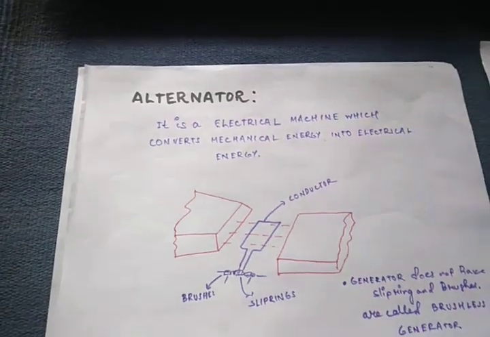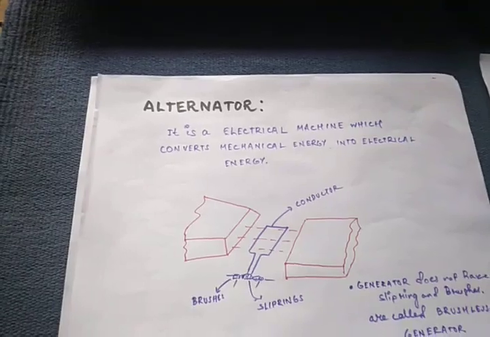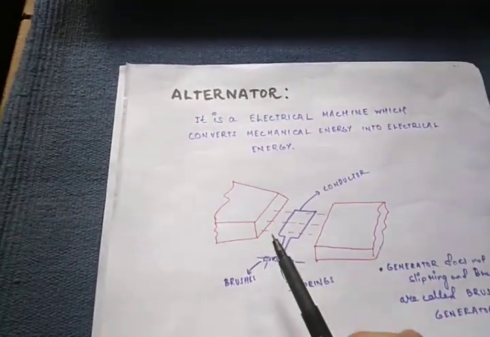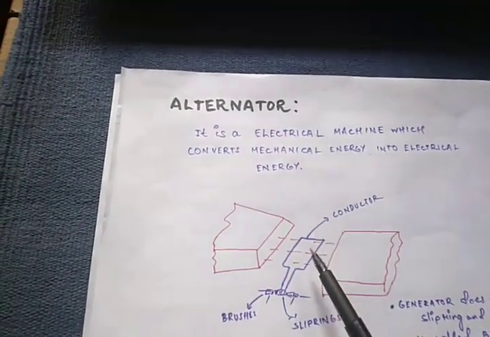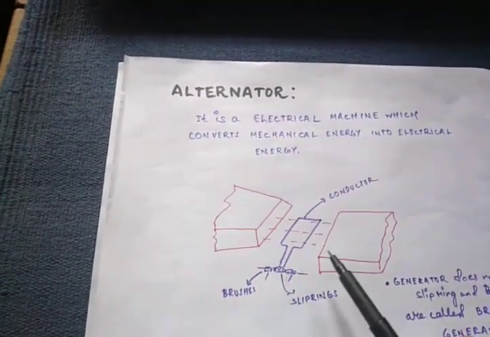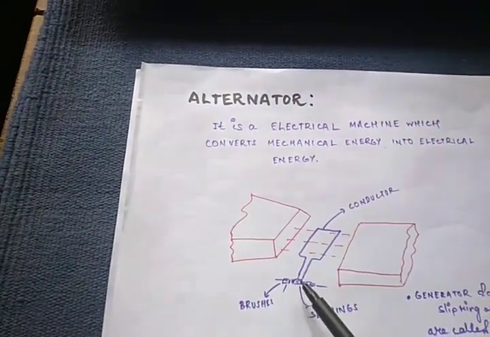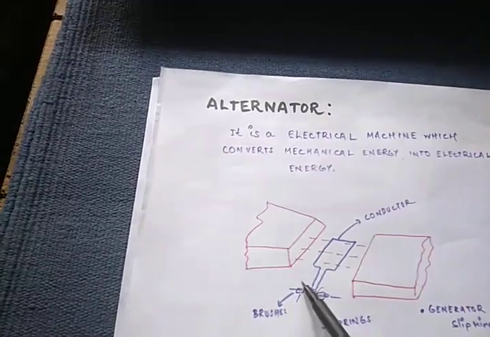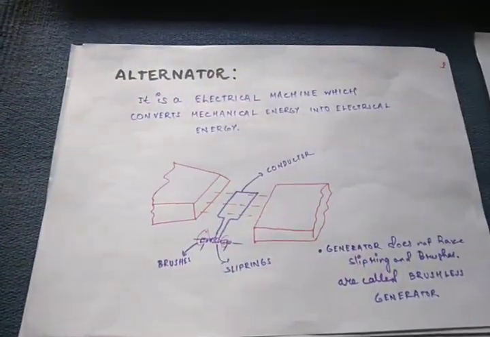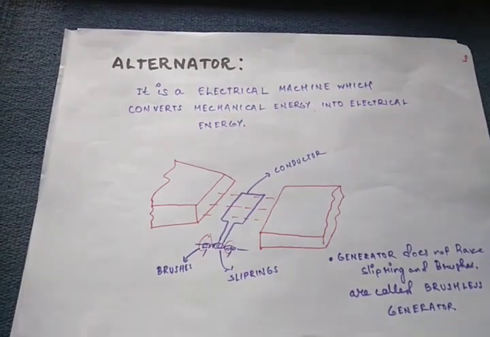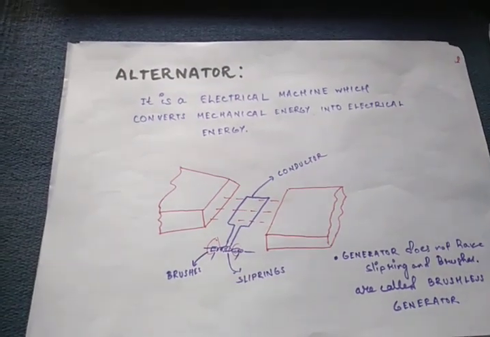An alternator is an electrical machine which converts mechanical energy into electrical energy. This is the diagram I have drawn. This is the simple diagram of an alternator where the conductor is placed between the two magnets, and it is connected with the slip rings, and these are the brushes. These days generators do not have slip rings or brushes, and they are called brushless generators. So we will be basically talking about the brushless generator in this video.